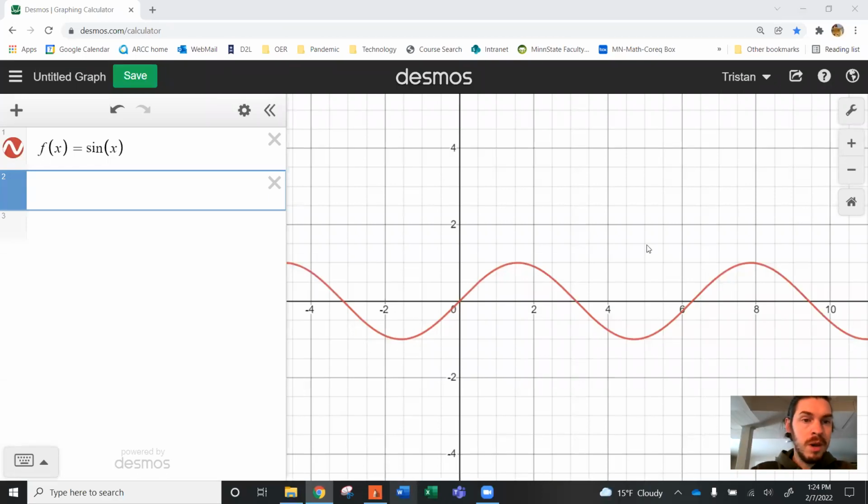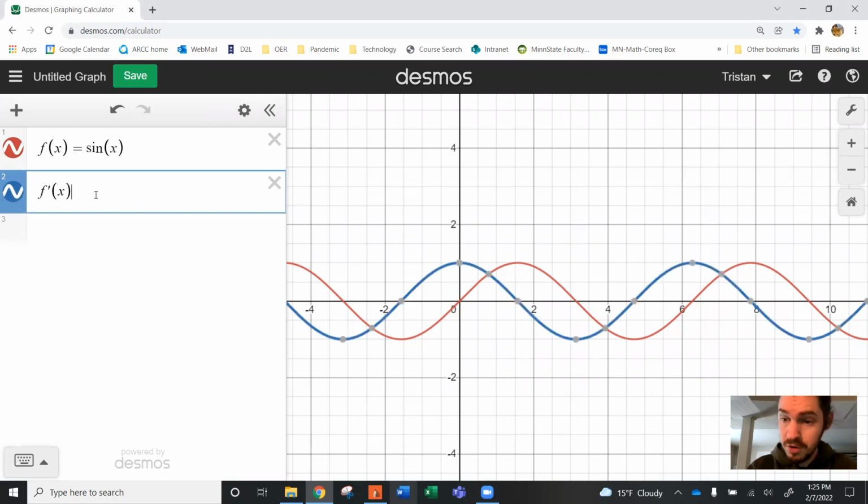Okay, so welcome back. This is going to be a lesson on the derivatives of trigonometric functions. A few videos ago, I introduced the derivative of the sine function and also the derivative of the cosine function. So to remind you, we talked about how the derivative of the sine function is equal to the cosine function.